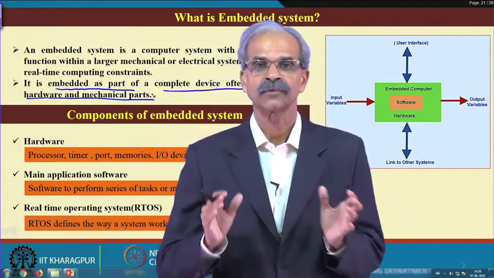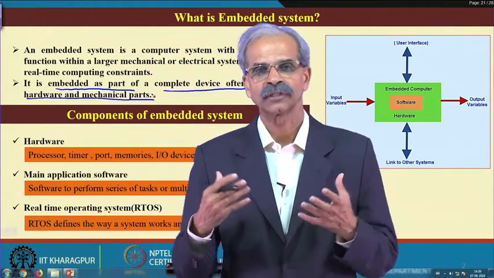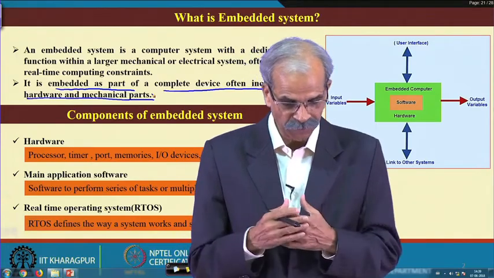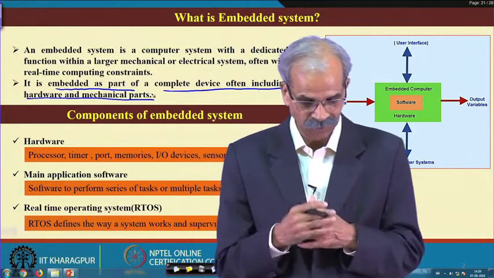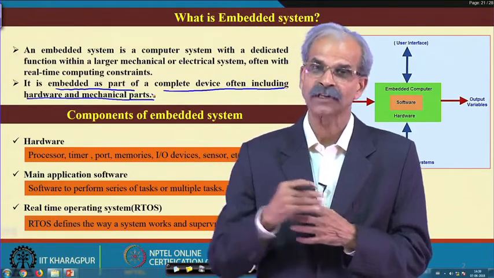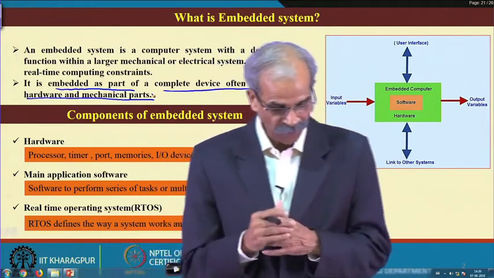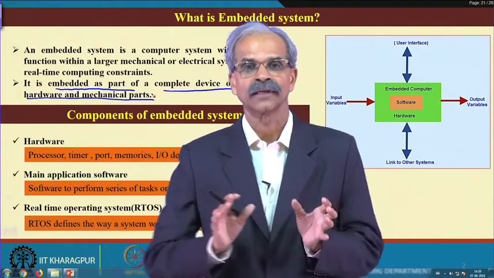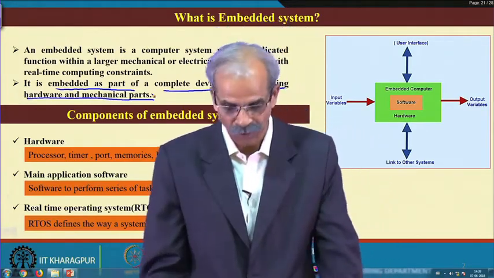Main application software, you will have to have the software created for the job that you want to be done by this. It could be to perform a series of tasks or multiple tasks depending upon what you want. So, this is the component of application software. Real-time operating system. Now, this real-time operating system defines the way a system works and supervises the system software. It will supervise the system, whether everything is going on in proper way or not.